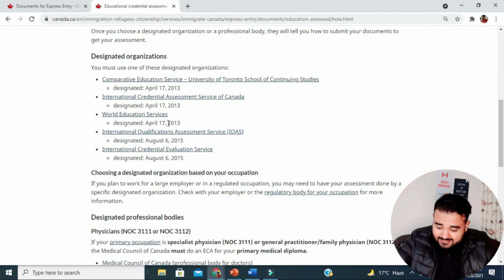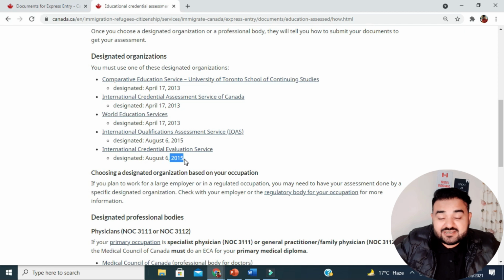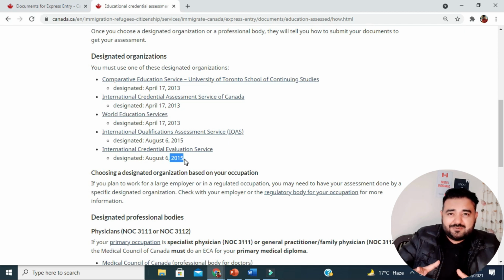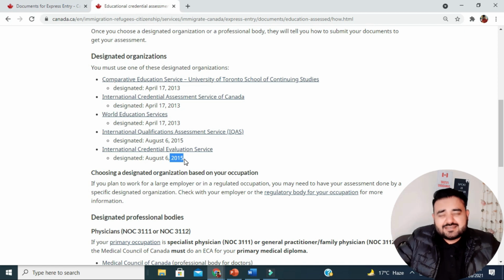And you can see that in 2013, WES was designated, and on the similar date, CES was also designated, ICAS was also designated, then IQAS and ICES, that is ICES and ICAS, they were designated in 2015, which is almost the same time when Express Entry started. And many people ask me, WES is acceptable for PNP, now, is ICAS acceptable for PNP or not? Is CES acceptable for PNP or not? Come on, guys. It is acceptable.